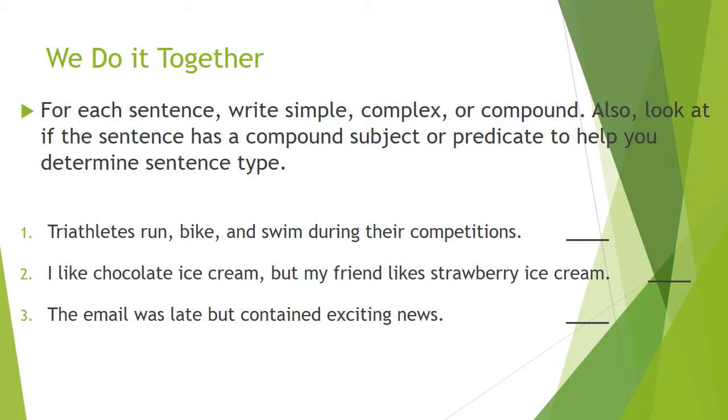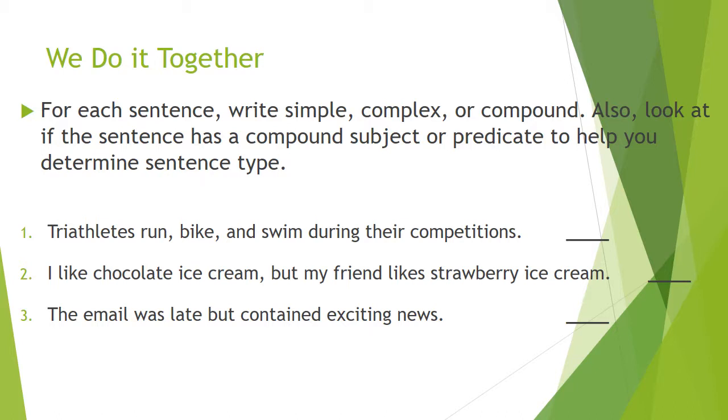Number 2, I like chocolate ice cream, but my friend likes strawberry ice cream. These are 2 independent clauses put together with a comma and a coordinating conjunction. Remember, when we have 2 simple sentences, I like chocolate ice cream, my friend likes strawberry ice cream, and we combine them, this makes a compound sentence.